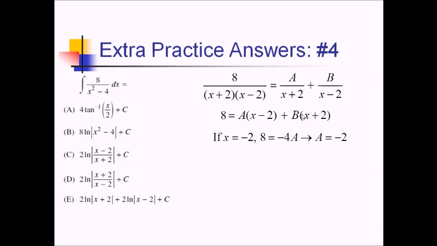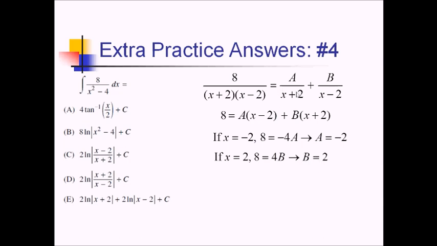Next, I want to get the b value. So I'm going to plug in an x value of 2. So that gets rid of a because I've got a times 0 there. So this is then going to be 8 equals b times 4, or 4b. Dividing by 4, I get b equals 2.